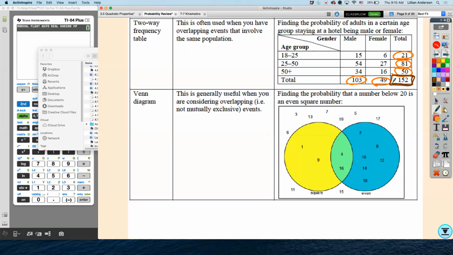And then last but not least, of course, you've got your Venn diagrams. We probably use this one just as much as we use a tree diagram. This example says, find the probability that a number below 20 is an even square number. Now, before you can answer this question, there's actually an error on this picture. I want you to find that error. There's actually two errors. I want you to find both errors.